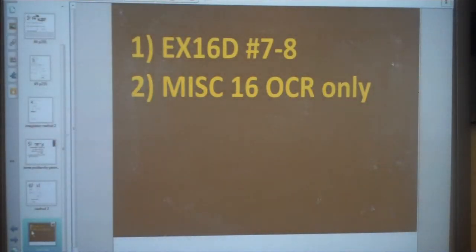And the questions for this one, I think you should finish off the rest of 16D, which is 7 and 8, and then do the miscellaneous exercise from 16, but only the OCR questions.